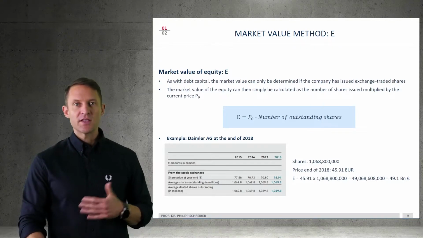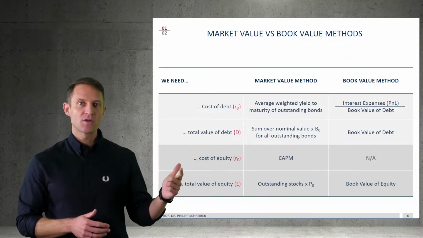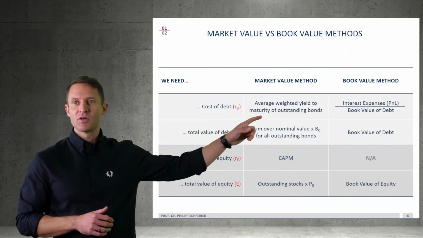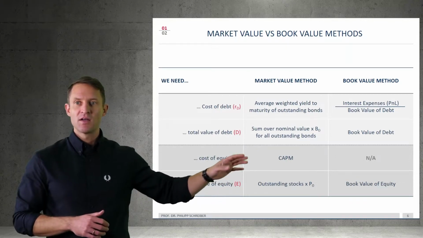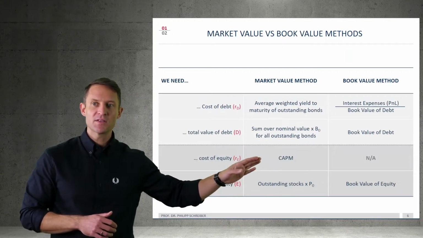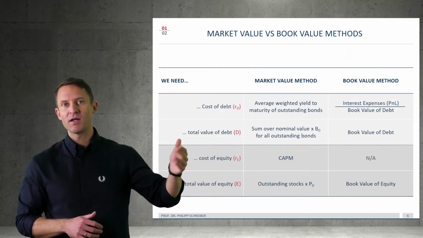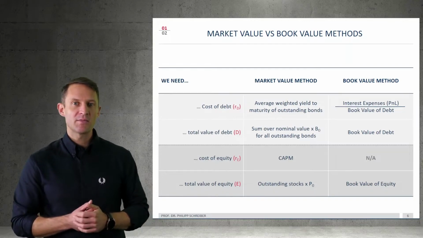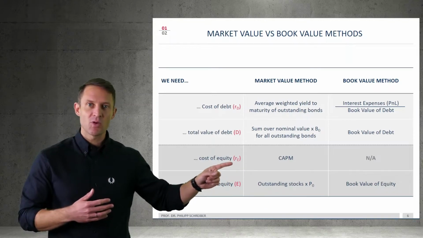All right, so let's go back to our overview slide. We have now cost of debt, total value of debt, okay, and total value of equity. So this one, and the last one missing is this one, cost of equity. And we see something we know. It says CAPM. The CAPM will help us to determine the cost of equity. You might remember the CAPM formula. It says the expected return of a company is RF plus beta times (RM minus RF). And the expected return is exactly the cost of equity. This is what we're looking for.